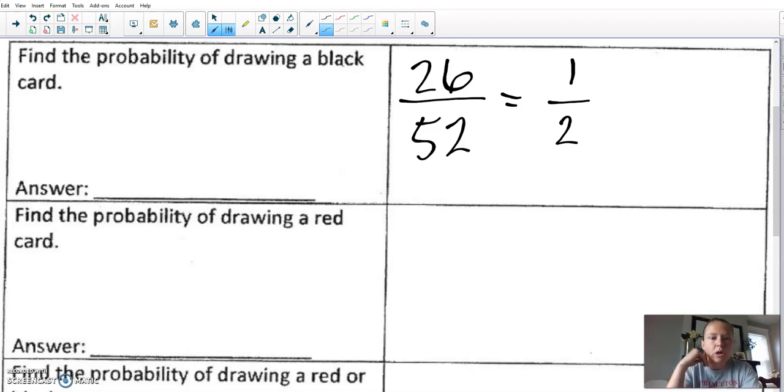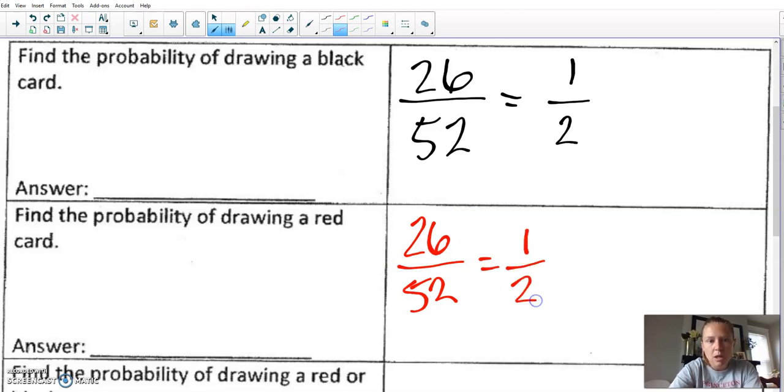Find the probability of drawing a red card. Well, if half of the deck of cards is black, the other half of the deck is red. So that is, maybe I'll use my red pen. That's 26 out of 52, which again, we know is 1/2.